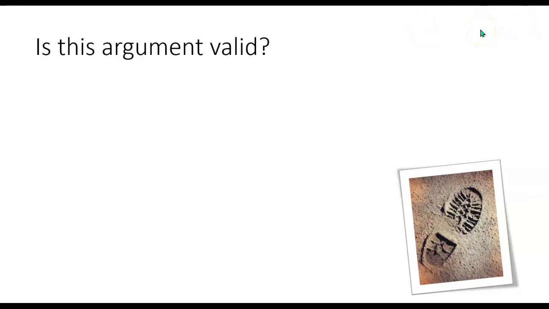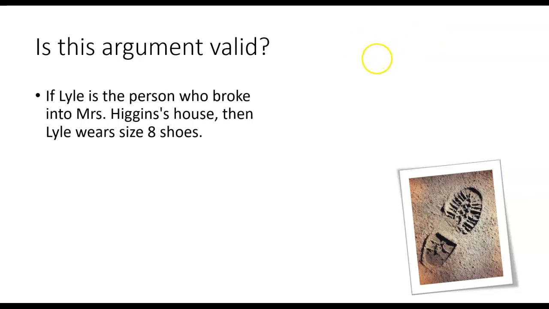So the first statement said that the person who broke into Mrs. Higgins's house wears size 8 shoes. And we can really think of that as a conditional. If broke into house, then size 8 shoes. So if Lyle is the person who broke into Mrs. Higgins's house, then Lyle wears size 8 shoes. That's a conditional. So we can symbolize premise number 1 as if P, then Q, or P implies Q.